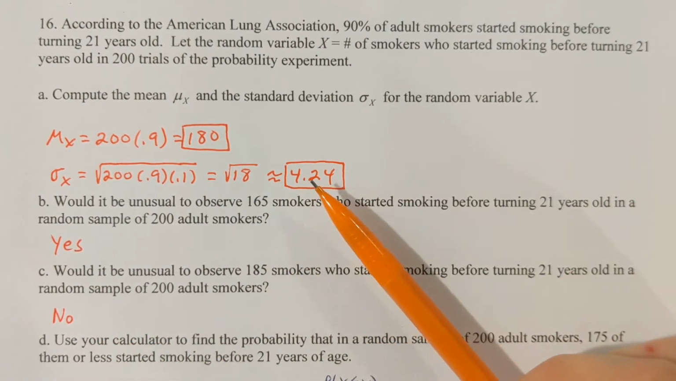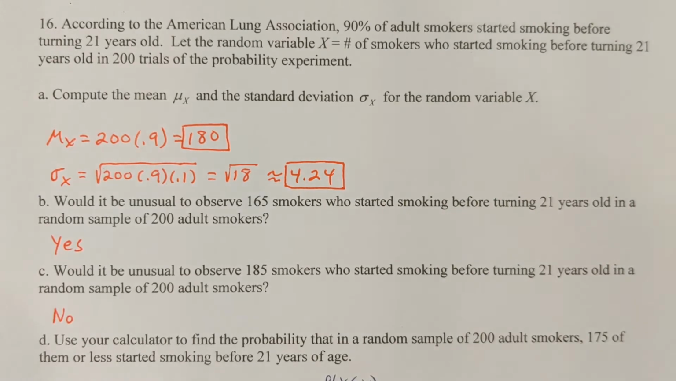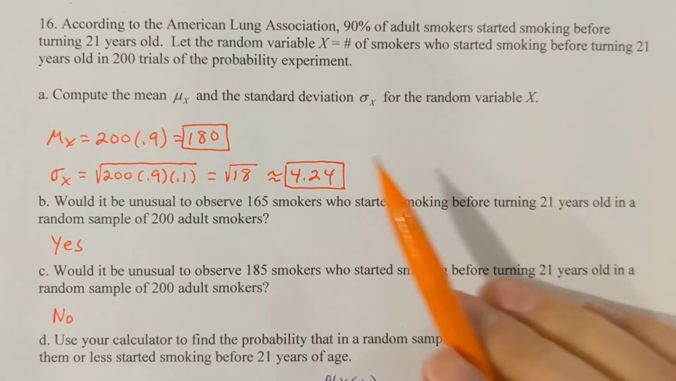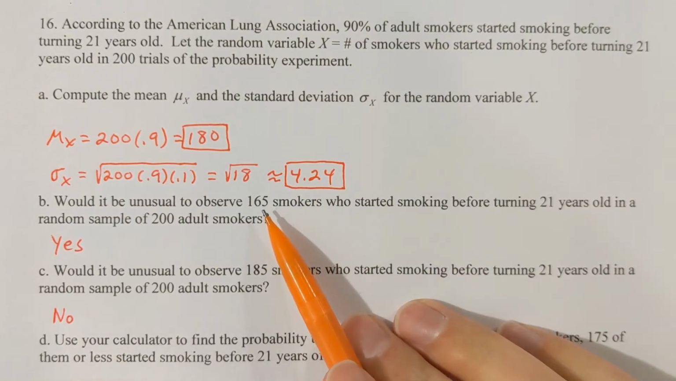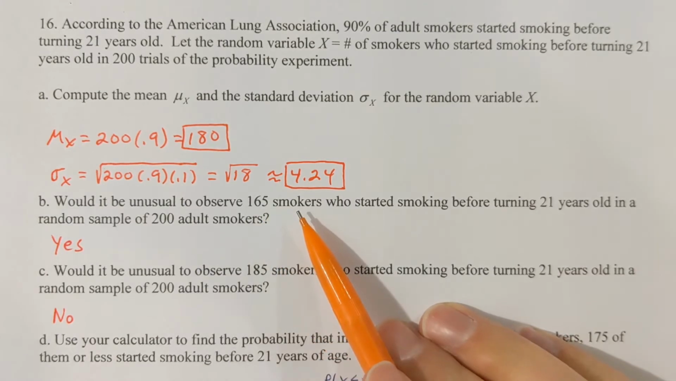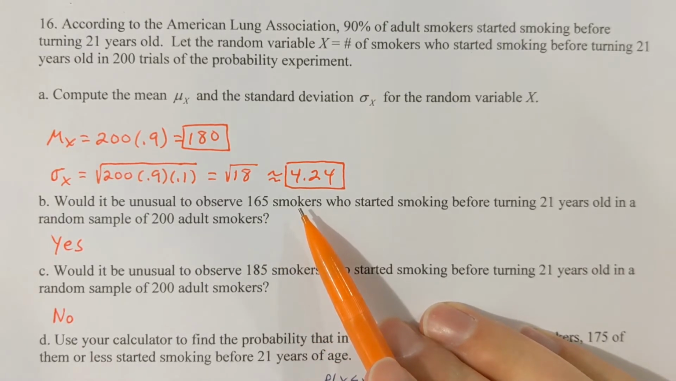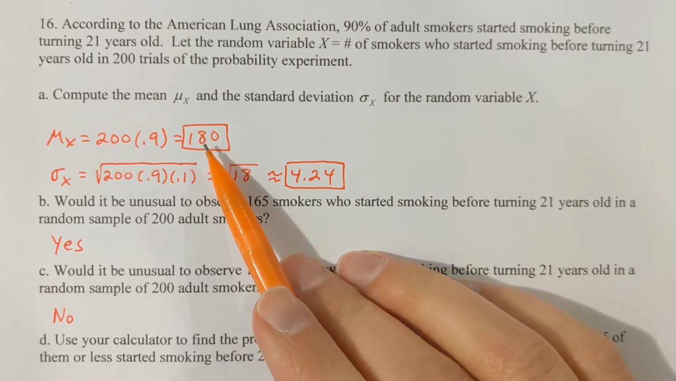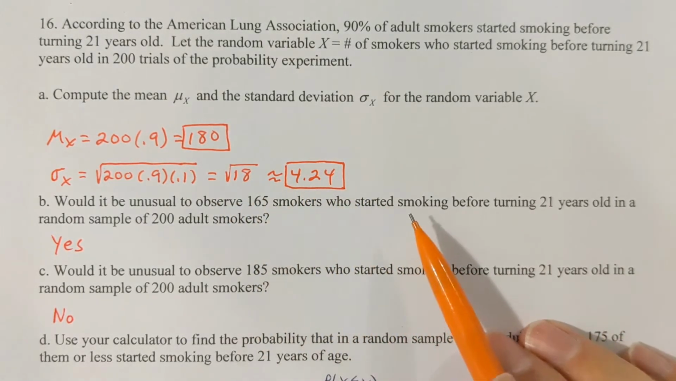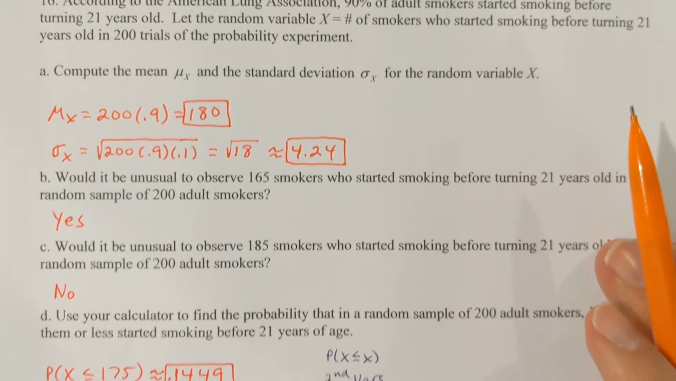Now, obviously, the thing to see here is the standard deviation, and how big or small that number is determines our yes or no answers. If I had computed the standard deviation to be like 14.24, then no, it wouldn't be unusual to observe 165 smokers who started smoking before turning 21, because you'd be within one standard deviation of the mean. So again, the standard deviation is the key thing in this problem.